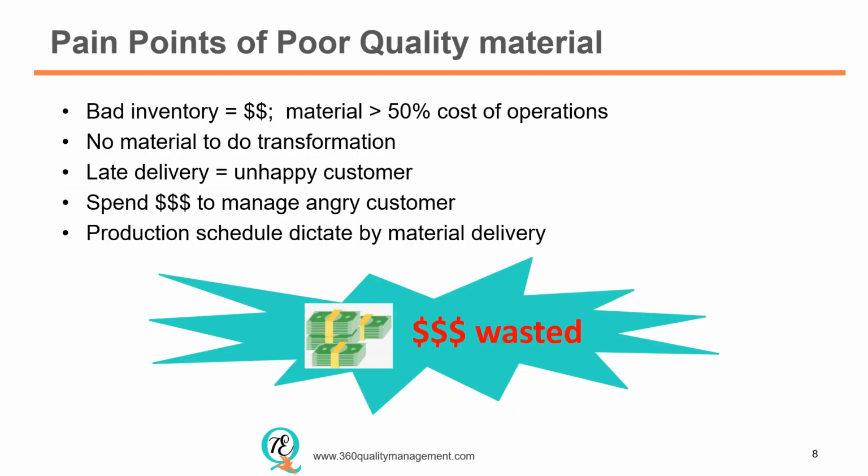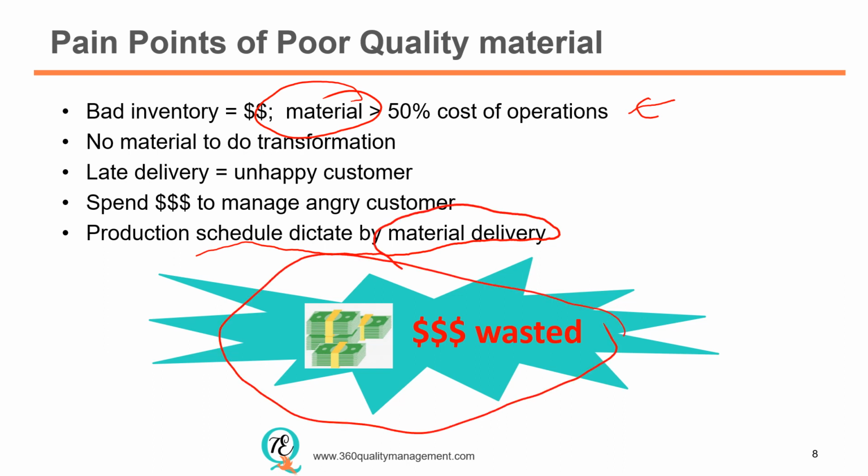Pain points of poor quality materials will include bad inventories, where more than 50% of the operation costs are actually due to materials. Then there will be no materials to do transformation, which equals no deliveries or late deliveries, which also causes unhappy customers, and then you will spend a lot of money to manage your angry customers and production schedule, which is actually detected only by material deliveries. Money will be wasted.